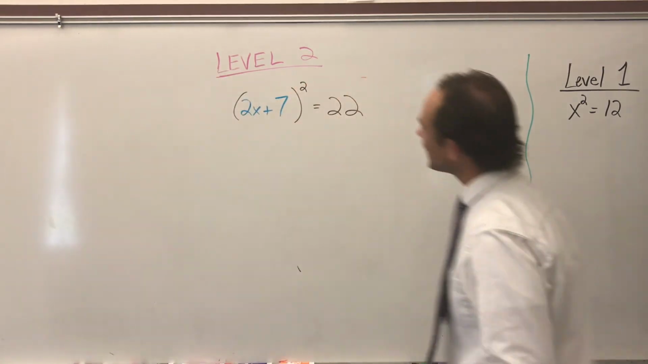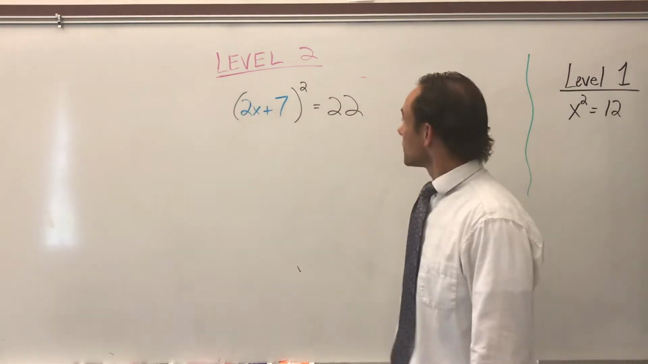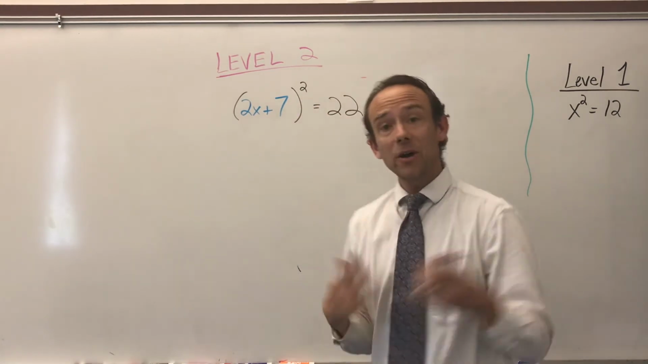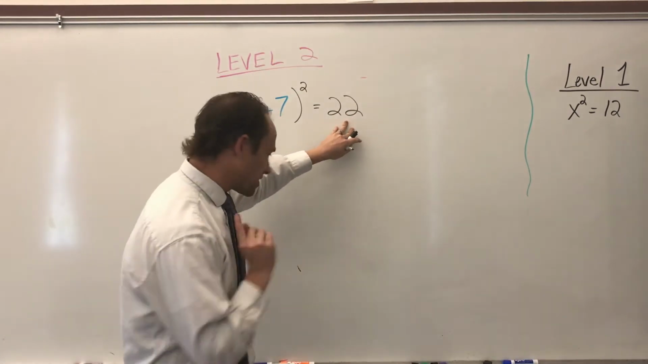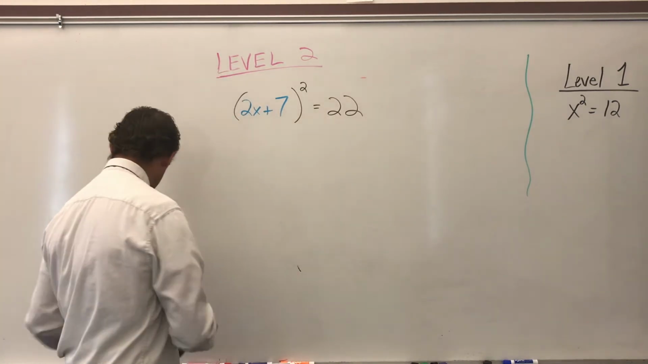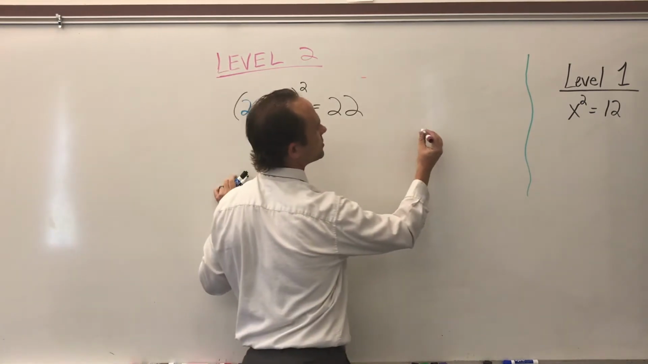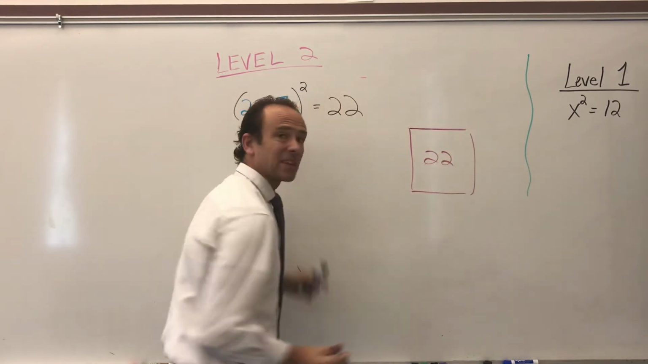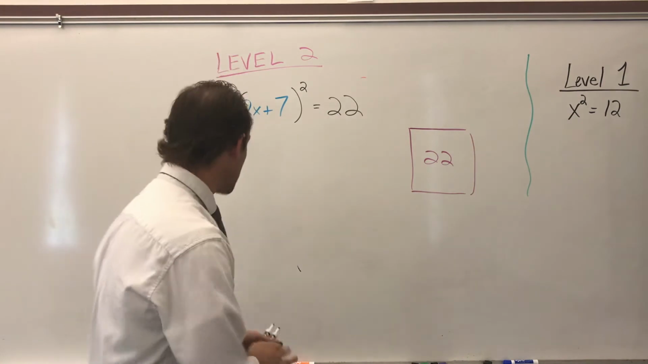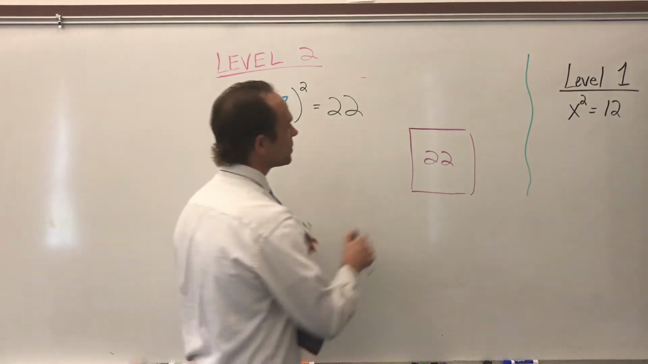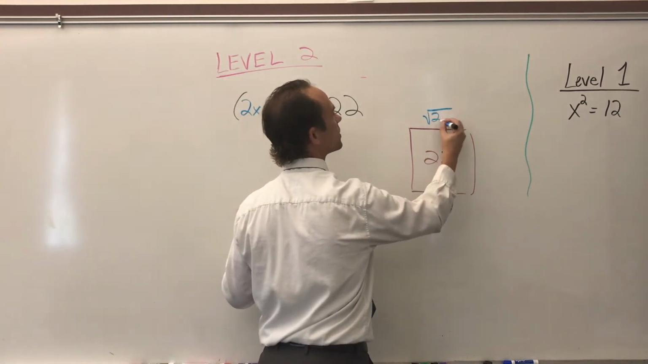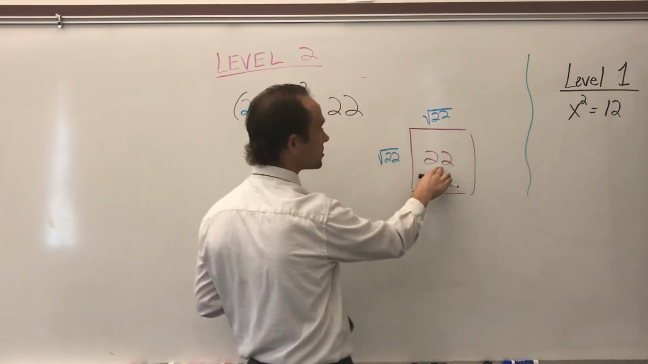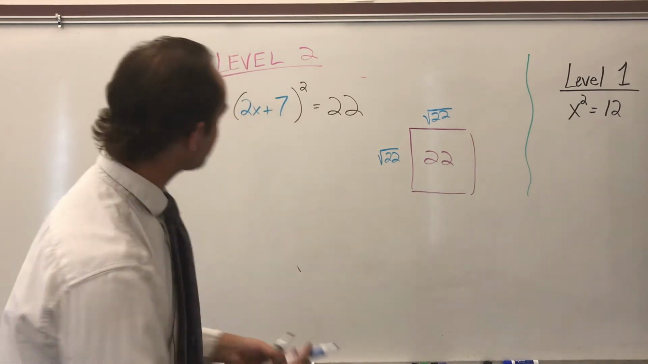All right, so let's look at this problem now. Again, we have something squared is equal to another number. Now here it is not a perfect square, so it's not quite as clean. What this is saying is you have a square whose area is 22. So for that to happen, our dimensions would have to be the square root of 22, because the square root of 22 times the square root of 22 is exactly 22.